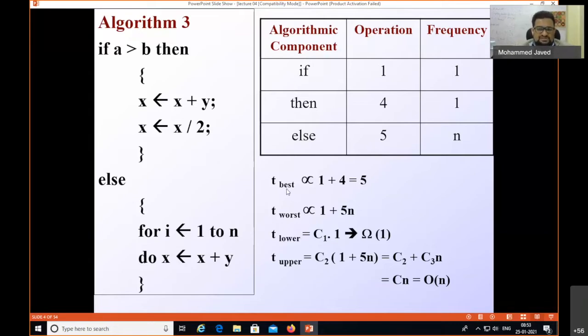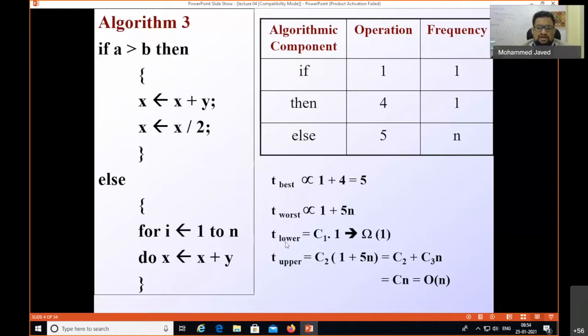So T best, because the number of operations and frequency is very less here, right? So T best is proportional to, the first half is the best case, which is proportional to 1 plus 4 equal to 5. So it is just a constant time algorithm. So T best is just 5 operations, and T worst is what? 1 plus 1 is for the if, and the other one is for the else condition.